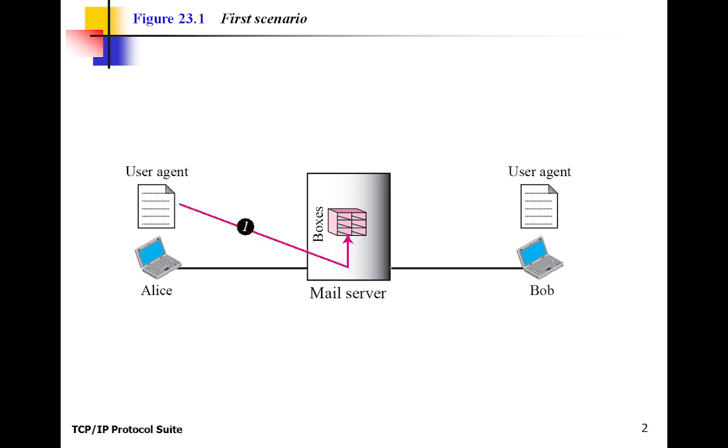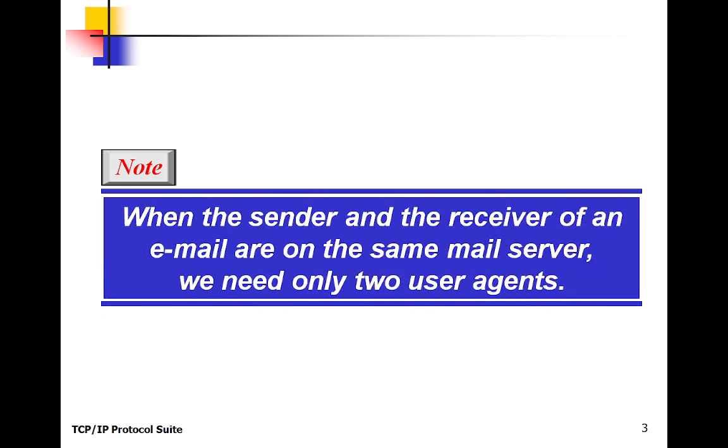So here you can see that the actual communication goes from the user agent to the mail server. And after the communication is over, from the mail server it will reach the receiver. So this is the mechanism we are following: Alice to mail server, then mail server to Bob. This is the actual method we are using.